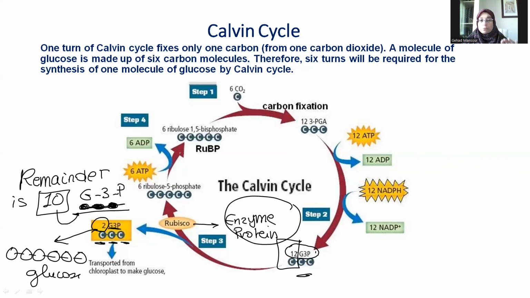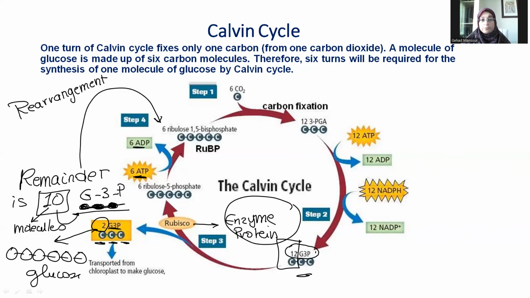What would happen here? We would need some more energy by hydrolysis of ATP into ADP, and then there will be rearrangement of those 10 glyceraldehyde 3-phosphate. So actually here, what will be done is rearrangement of the carbon atoms, meaning that instead of having 10 molecules of glyceraldehyde 3-phosphate, we would have 6 molecules of ribulose biphosphate. 6 by 5, 30, 10 by 3, 30. So all what happened is rearrangement of the carbon atoms.